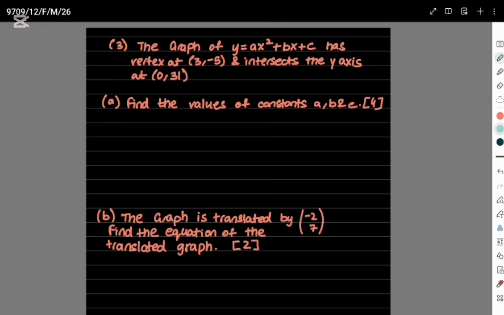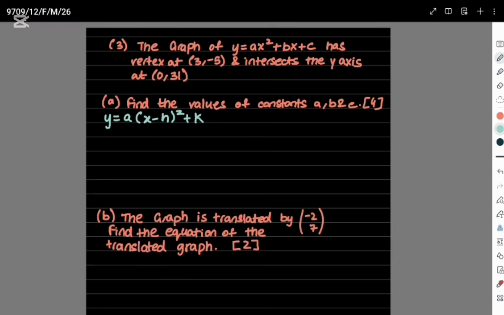Now easy marks. Question 3. The graph of y is equal to ax squared plus bx plus c has vertex at (3, minus 5) and intersects the y-axis at (0, 31). Part A, find the values of constants a, b, and c. Okay, so we have been given the vertex. So you should know that the quadratic equation in the vertex form of a curve looks something like this: y is equal to a into x minus h squared plus k. You should know this from previous years.